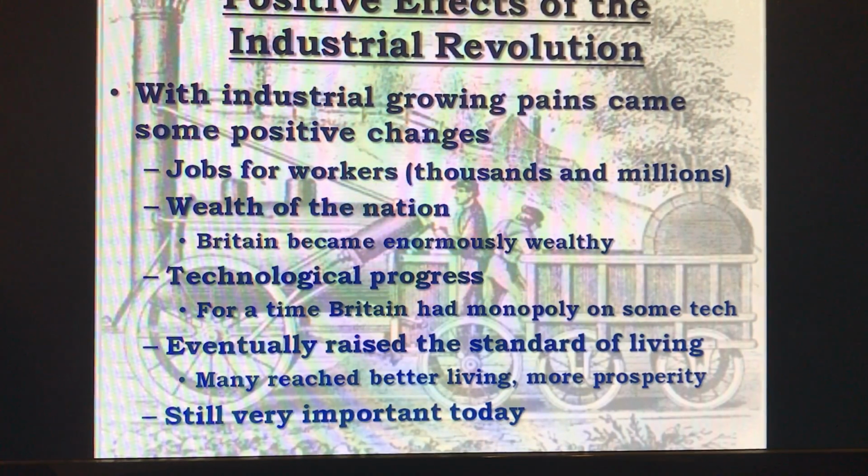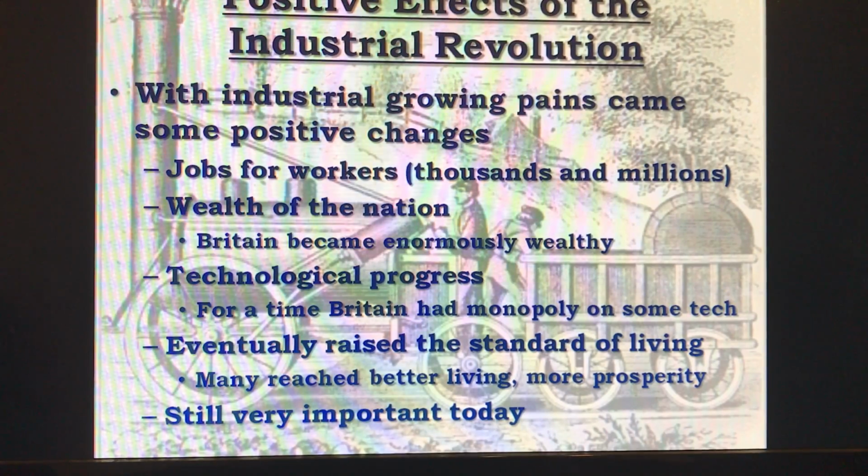Now, how about some of the positive effects of the industrialization? It wasn't all gloom and doom. Some good things were lots of jobs, plenty of jobs for workers. The wealth of the nation. Britain as a nation became enormously wealthy from all the industrialization, all the buying and the selling, all of the trading, everything. It all went into making Britain very wealthy, very powerful. Also, plenty of technological progress. Okay, for a time, Britain was the only one industrializing because they were the only ones that had a lot of this technology. So they enjoyed it while they had it.